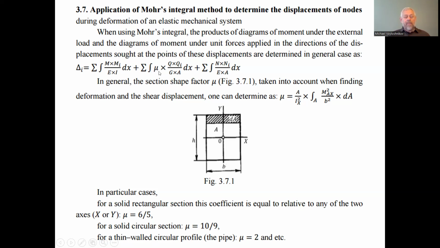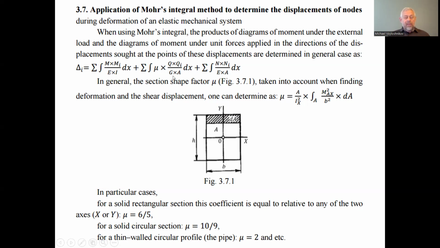Next we will explain a little what mu is. It depends on the pattern of the distribution of the shearing stresses in the transverse section of the element of the mechanical system. Next it is multiplied by a fraction. In the numerator is the product of the shearing force diagram Q of the external load by the diagram of the shearing force under the action of the unit force in the direction in which we want to find the displacement. I is the indication of the direction.